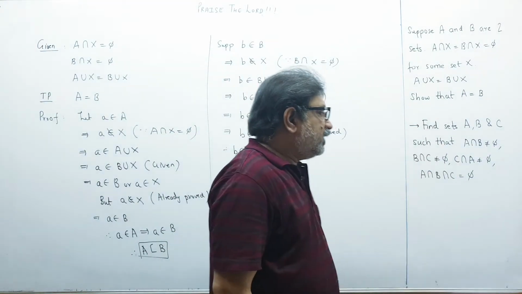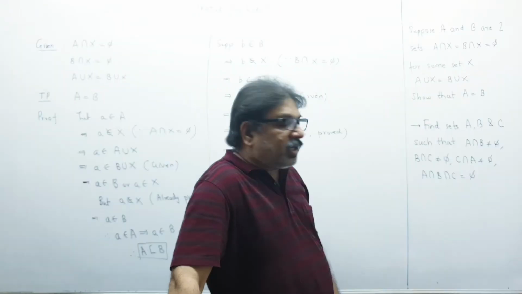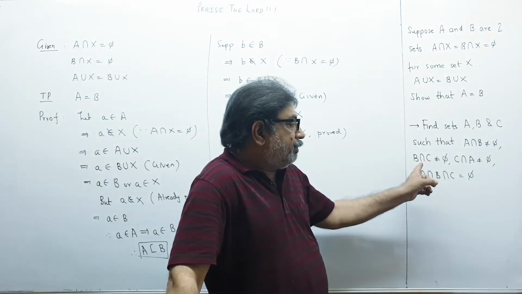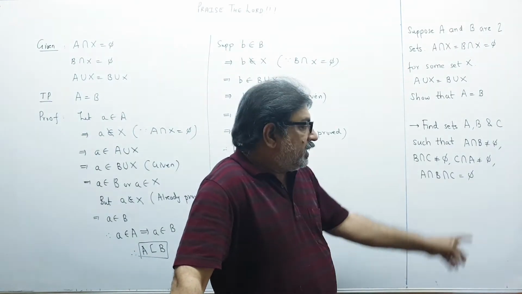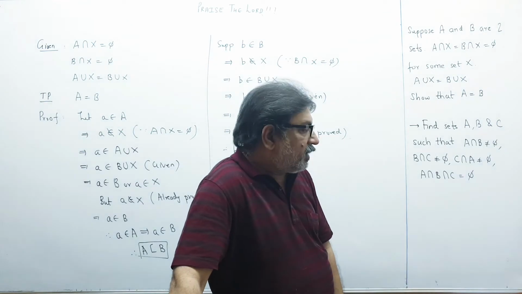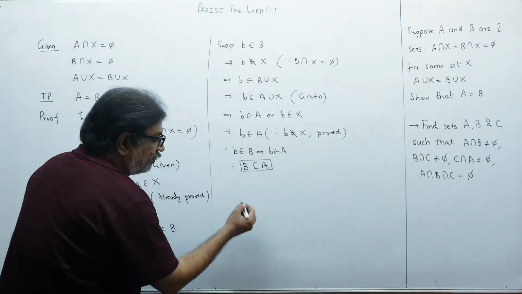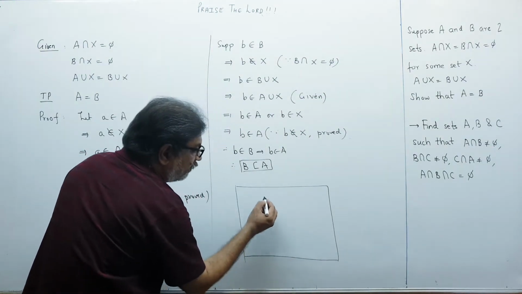Find sets A, B, C such that intersection of each of them is null set. Not a null set means they should have something in common. A, B should have something in common. B and C should have something in common. Their intersection should not be a null set. A, C should have something in common. But A, B, C, nothing should have in common. So we can children very easily draw a Venn diagram and take this question. We have to suggest a set.